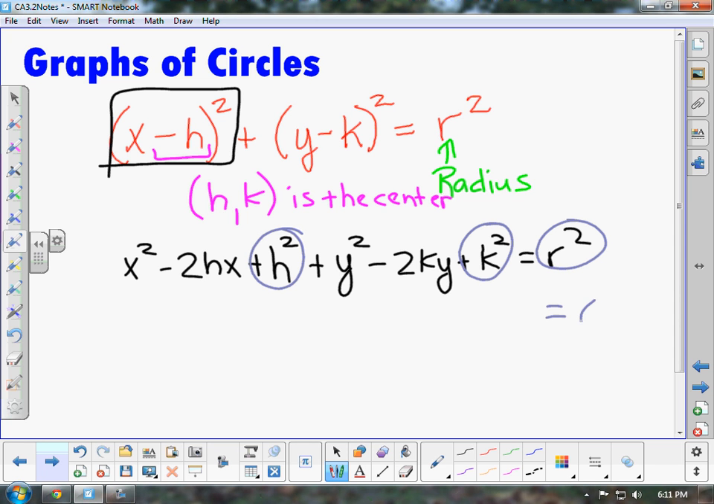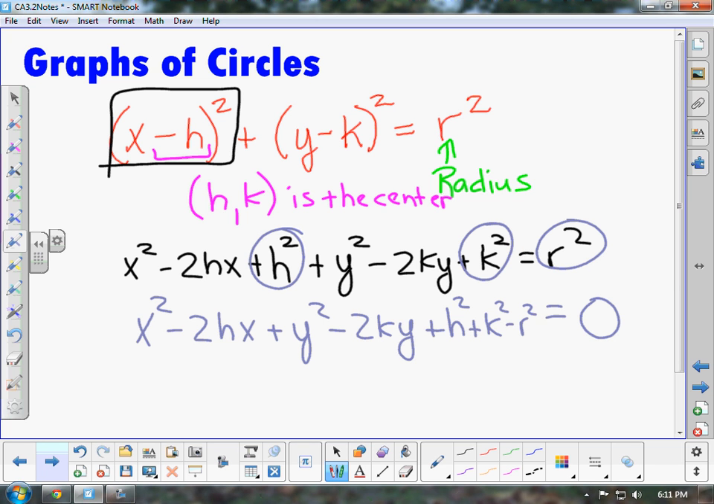And so if you bring it all to one side, you would have 0 on that side and get x squared minus 2hx plus y squared minus 2ky plus h squared plus k squared minus r squared. And if you group all of that together, that's just going to be a number. And that's another way to look at it. And what you're going to have to do when it's in this form is convert it to that form in order to figure out everything.